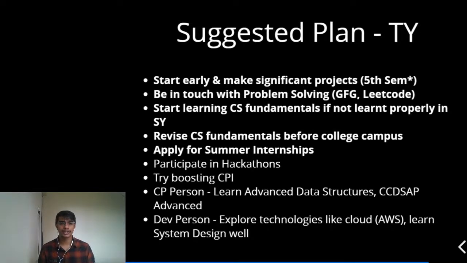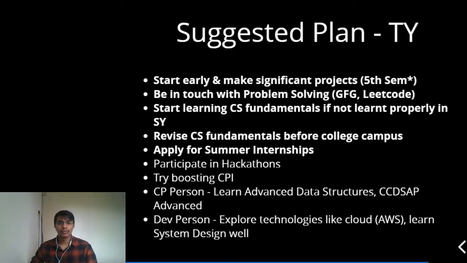Besides that, participate in hackathons, try boosting your CPI. People like me might have a very low CPI in first year, or even second year. If you have scored low, third year is the chance. You can always improve your CGPA and try boosting your CPI by the end of the third year. So these are the suggestions.